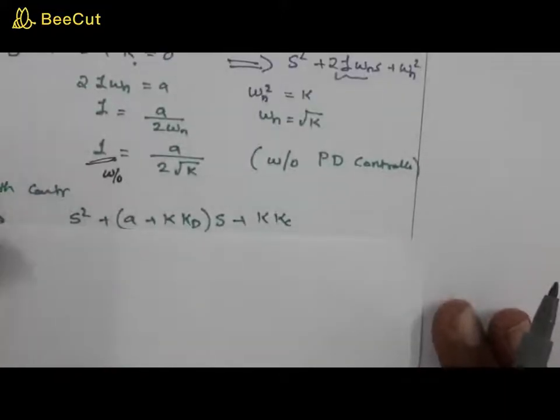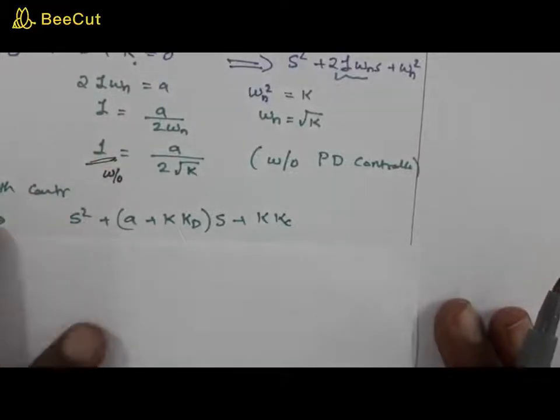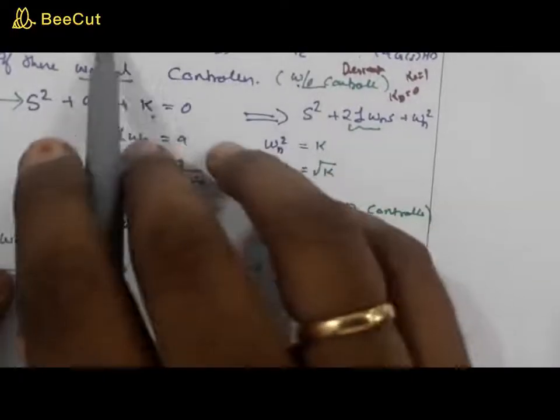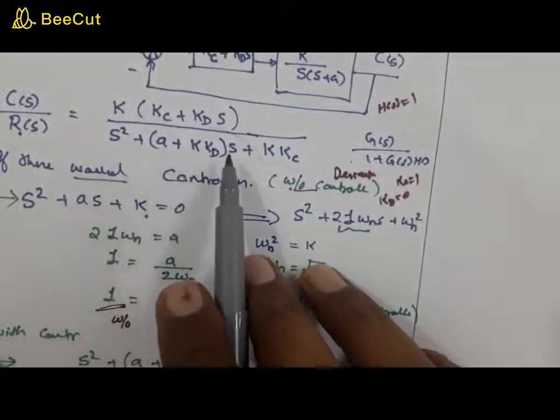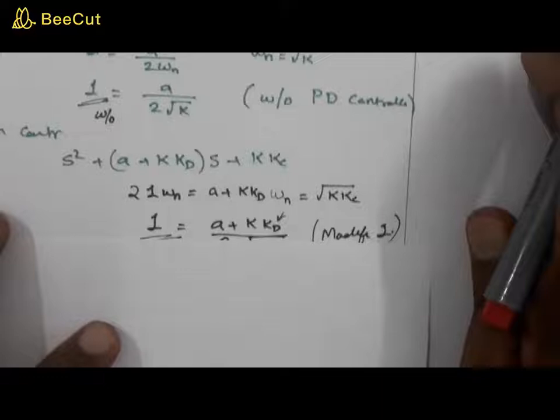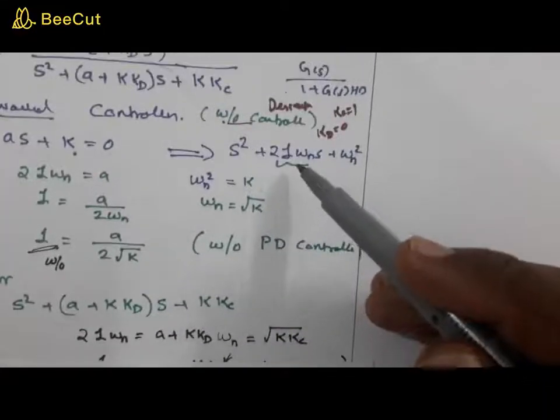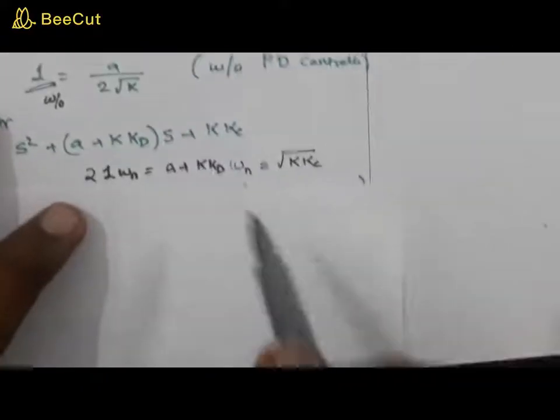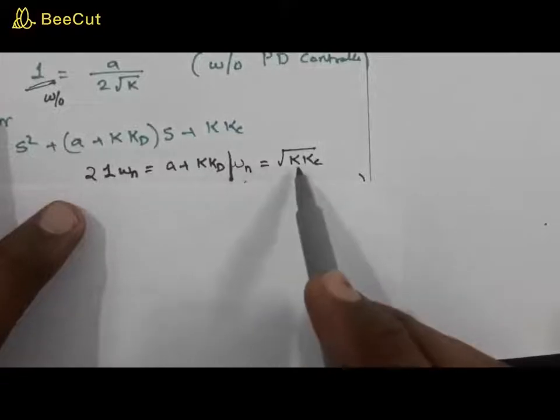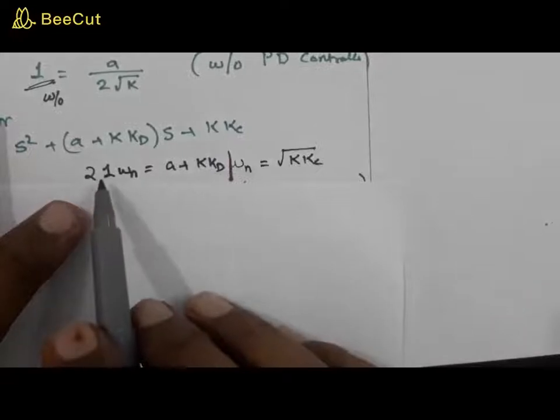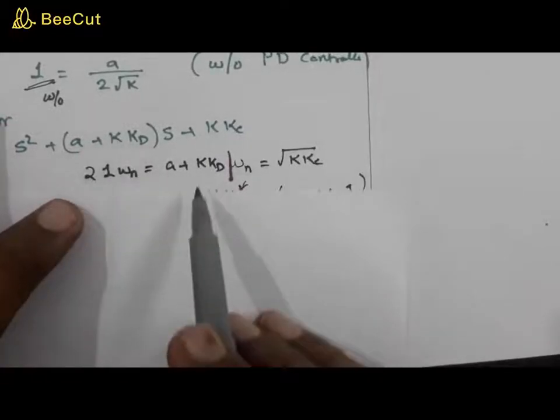Now once you connect this Kc plus Kd, you can see that the characteristic equation is S square plus (A plus K into Kd) into S plus K into Kc. Now if you compare again to the general characteristic equation, you can see that omega n is equal to root of K into Kc, right? And we also know that 2 zeta omega n is A plus K into Kd.